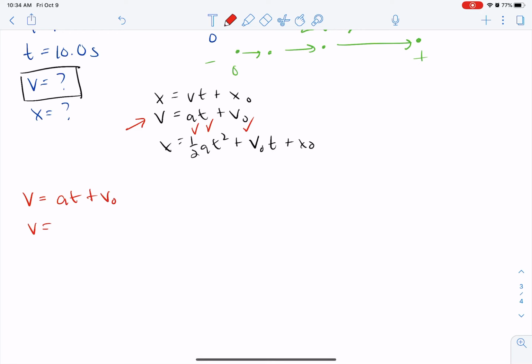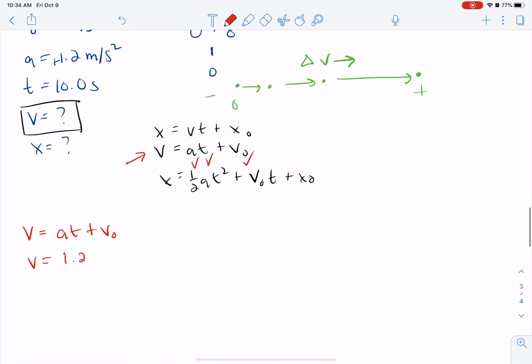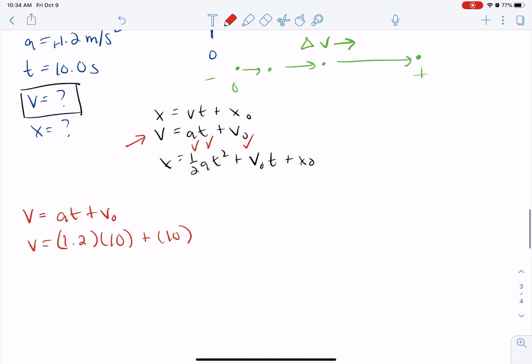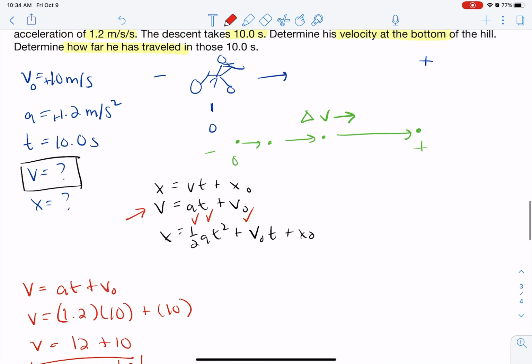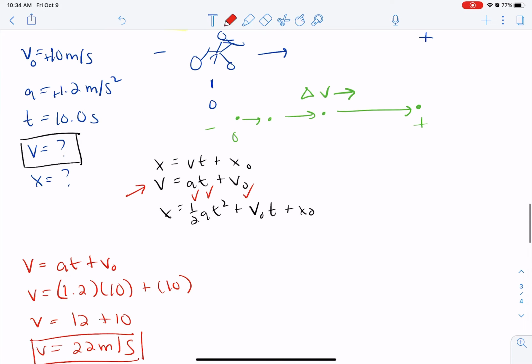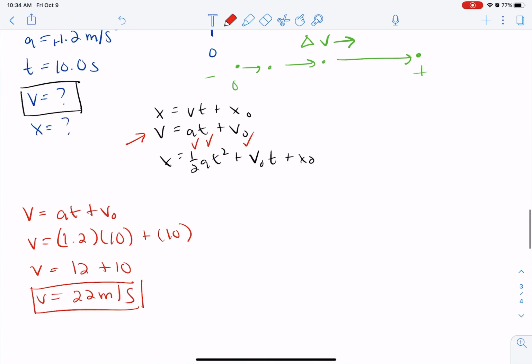Okay, so we know our acceleration is 1.2. Our time is 10 seconds, and our starting velocity is 10 meters per second. Take a second to solve this on your own. Okay, now let's look at it together. We have 12 plus 10, which gives us a final velocity of 22 meters per second. Okay, let's think if this makes sense. He started at 10 meters per second, and now he's moving at 22 meters per second. So he is getting faster, and he is moving in the positive direction. So it makes sense to me.